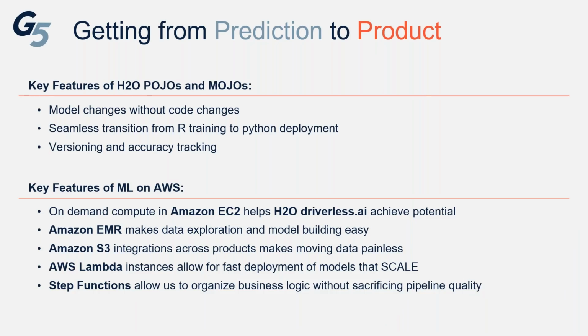And so I just wanted to enumerate here some of the specific features in both H2O and AWS that we're using to really help us realize G5's larger vision. First, those H2O POJOs and MOJOs, they allow us to move really quickly. One cool thing that I didn't mention before is we're loading those models from S3 dynamically at runtime. And so we've got some Python code that goes out, pulls those in, and we can iterate really quickly because we can move new models into place without having to make code changes.